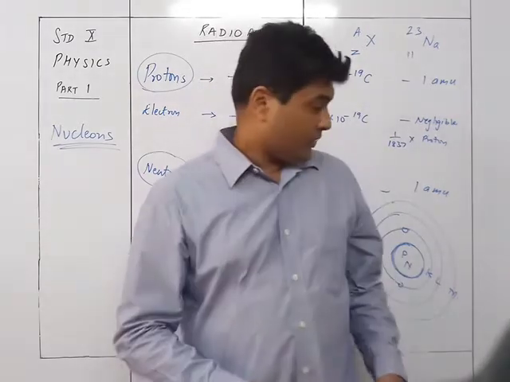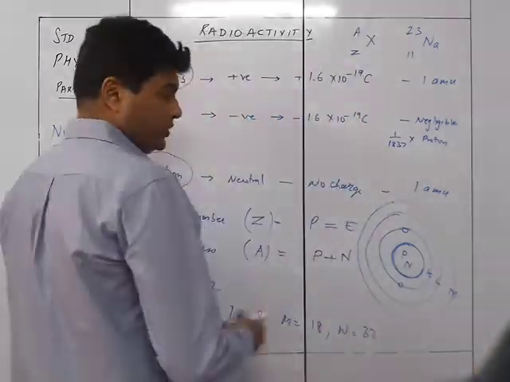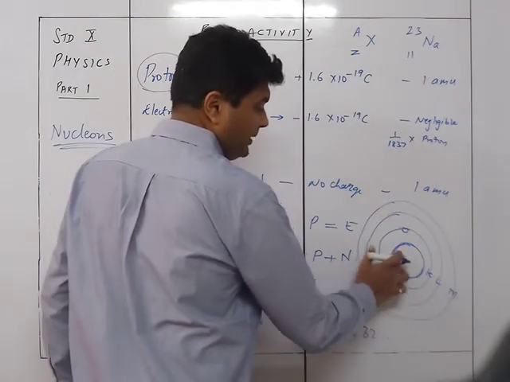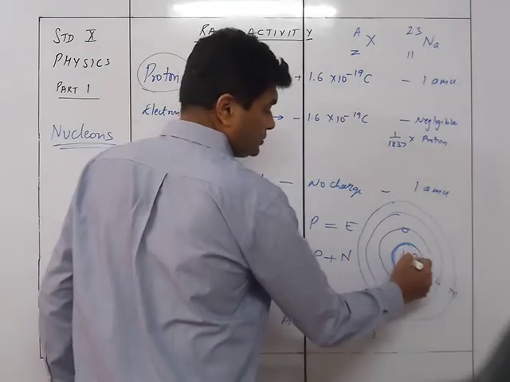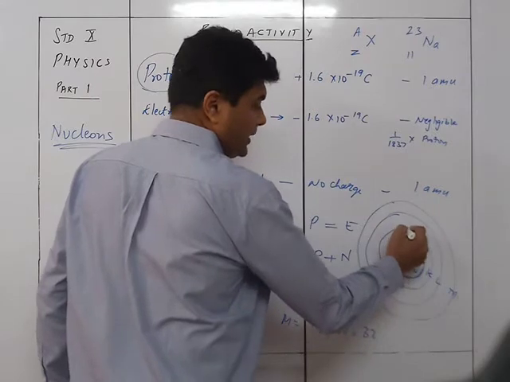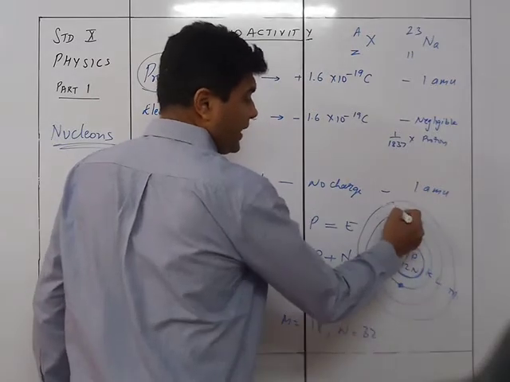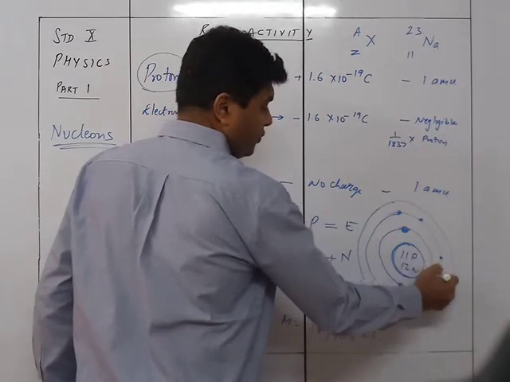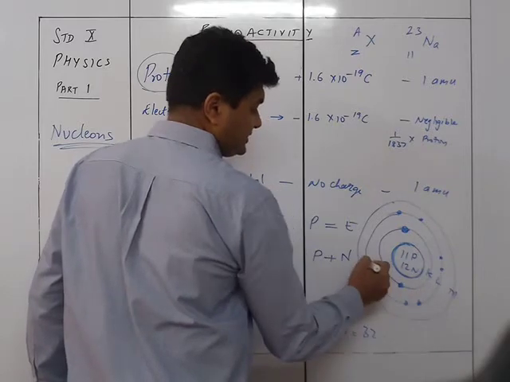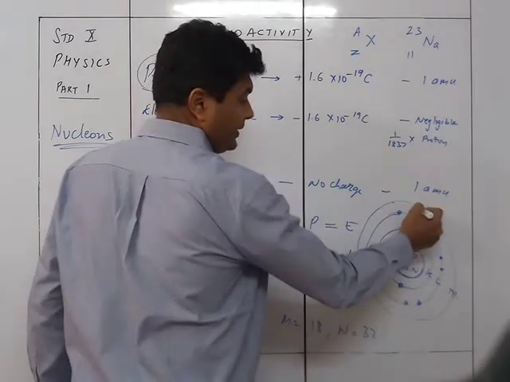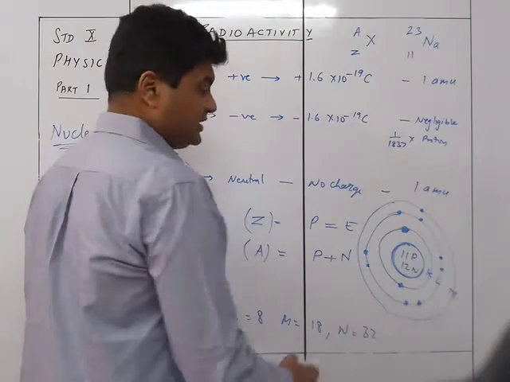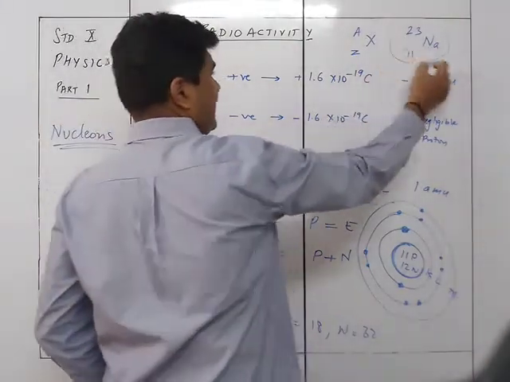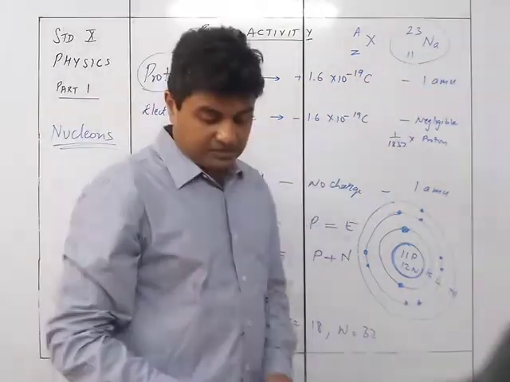If you draw it, you can see that there will be 11 protons, 12 neutrons, 2 electrons in the first shell, 8 in the second one, and just 1 in the third one. So this is nothing but Na, which is given over here like this.